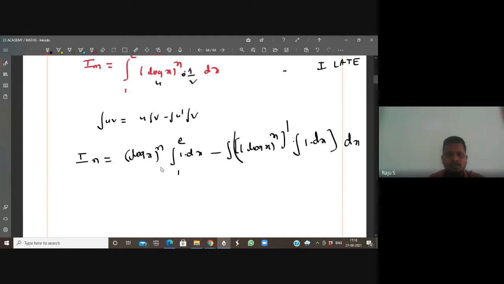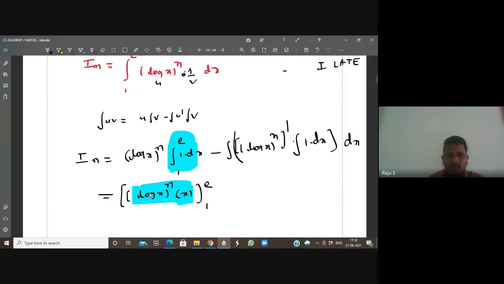Just apply the UV rule. So here this is clearly log x whole to the power of n into integral 1, which is x, from 1 to e. See here, I already told you, don't apply the limit for only this x. For the entire function you have to take the limits. Minus, here the derivative of log x whole power n is n into log x whole to the power of n minus 1, again the derivative of log x is 1 by x. Here integral 1 becomes x, into dx. Got it? Integral 1 is x.